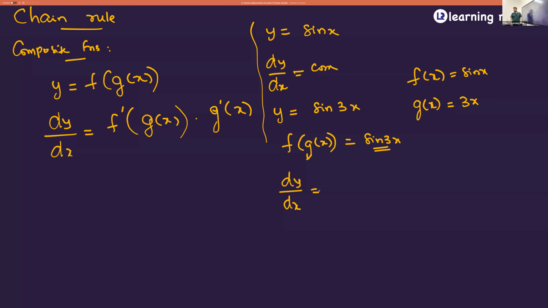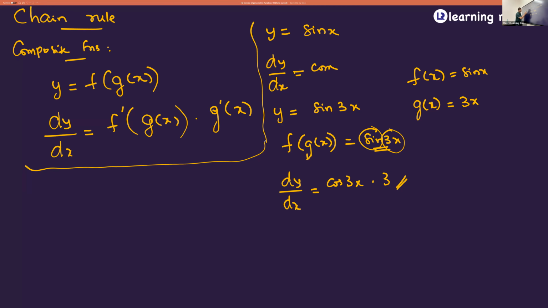So what is dy by dx? Derivative of the outside function. What is the first function that you have? Sin. What is the derivative of sin? Cos. Cos of what should I write? I should write 3x, into the derivative of 3x, which is 3. So basically the answer is 3 cos 3x. It's a simple problem.